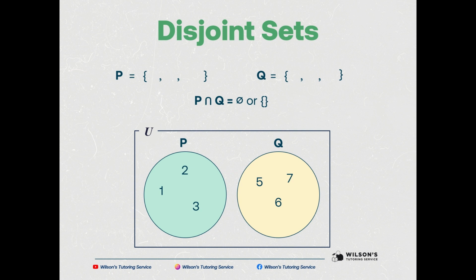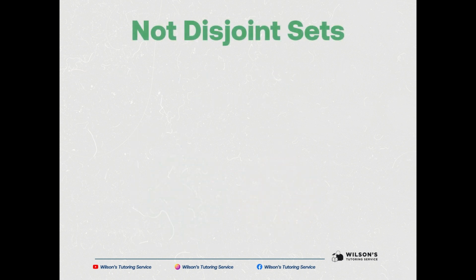Now let's look at its opposite. Now here we have sets P and Q. Set P has elements 1, 2, 3, while set Q has elements 3, 6, 7. Now if we were to work on the intersection of these sets, then the intersection of sets P and Q would be 3. On a Venn diagram, which we would oftentimes see, this is how it would look.